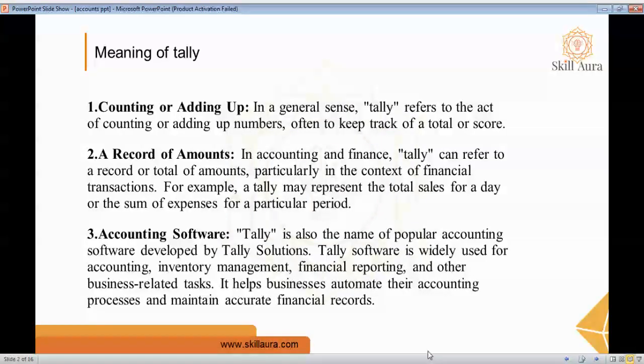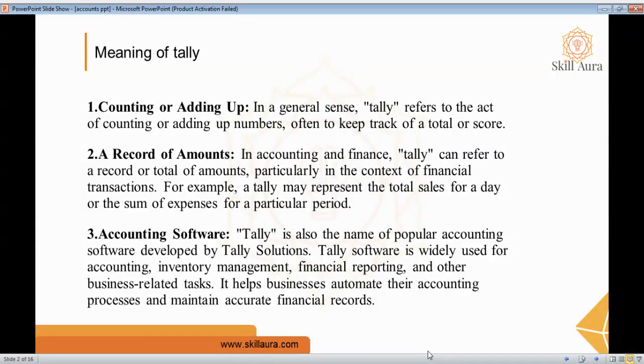So let's understand what is the meaning of Tally in this chapter. The first one is counting or adding up. Counting or adding up is, in a simple or general way, Tally refers to an act of counting, adding up numbers, often to keep track of a total or a score. For example, it is especially used in sports and games. So let's have an example. Tally of the points were displayed on the scoreboard.